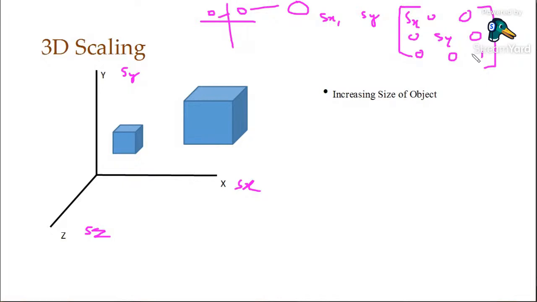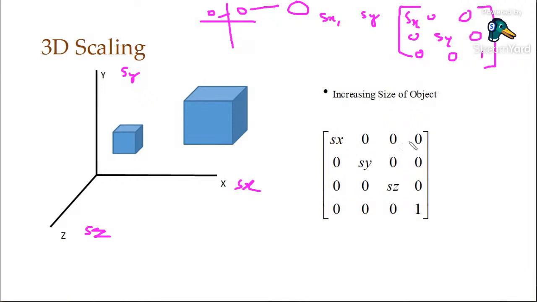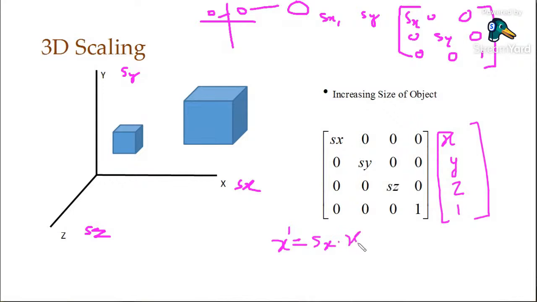So in case of 3D scaling, you can extend the same concept of scaling by adding one more row and one more column. So it will become sx 0 0 0, 0 sy 0 0, 0 0 sz 0, 0 0 0 1. Now, if you multiply with x, y, z, and 1, what will be the answer you will get? x dash is equal to Sx into x. For y dash, y dash is equal to Sy into y, and z dash is equal to sz into z.